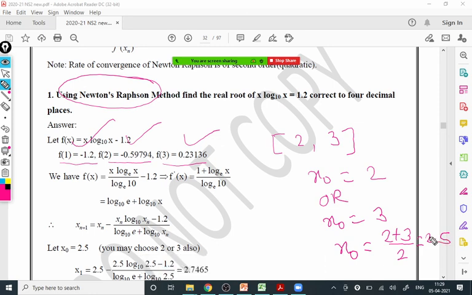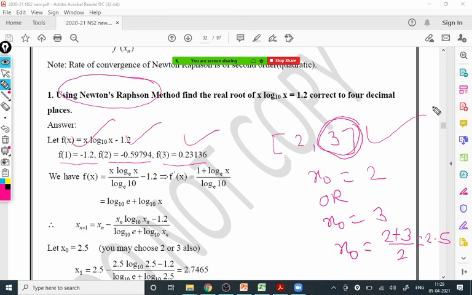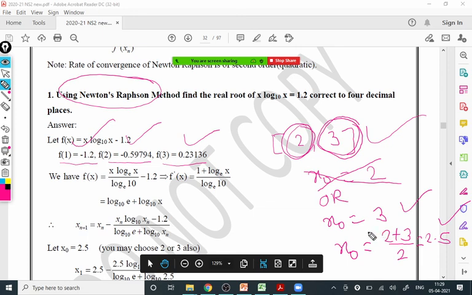But why can you select 2.5? Again, you should check that f of 3 is positive, f of 2 is negative, and f of 2.5 should be positive. If f of 2.5 is positive, that's better. If you choose the upper value of the interval, it's better, as you get the answer quickly. That is again observed. So generally, don't take the lower value as x0. This is not a better choice. 3 or 2.5 is a better choice, provided it is the upper value of the interval.